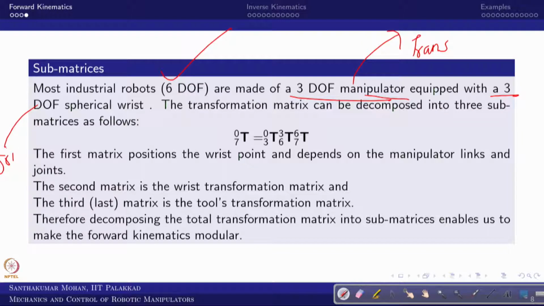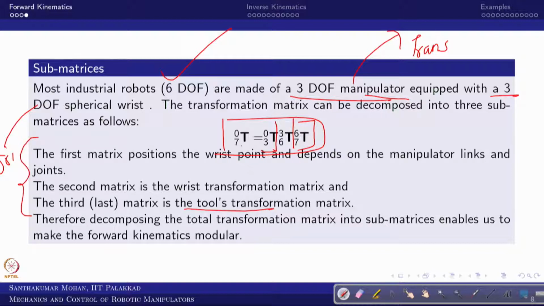So if you do this, what we can see, the transformation matrix of the 7 with respect to 0 can be broken into: first 3 would be the major axis, the second 3 would be the minor axis, further you can call tool. If it is more than 6 joint axes, then you can call them redundant axes, right. So that is what we are calling it.